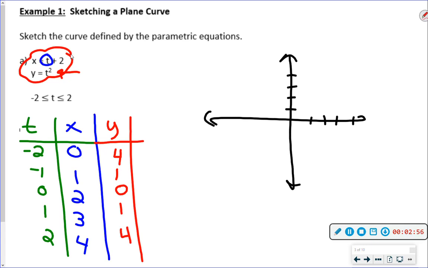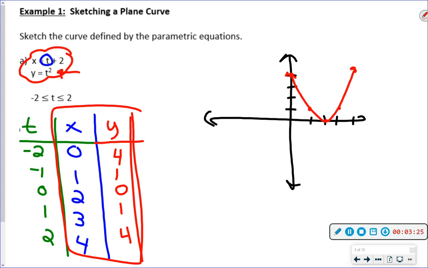And remember, when we plot our points, I'm going to talk about the t part in a second. Your plotting points is still the same as it's always been. You are plotting your x comma y's. So I'm just looking at the right two columns. So I'm going to plot 0, 4, 1, 1, 2, 0, so on and so forth. So 0, 4, 1, 1, 2, 0, 3, 1, 4, 4. So we see it makes a parabola. Got it? All right.